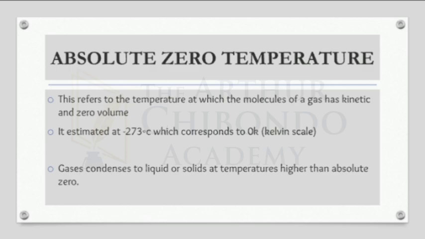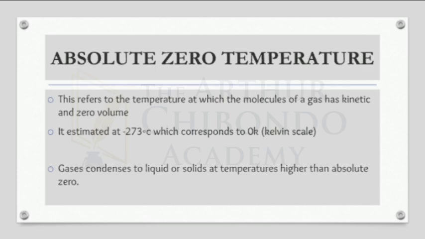From there, let's see absolute zero temperature. What is absolute zero temperature? This refers to the temperature at which the molecules of a gas have kinetic energy but zero volume. It is estimated as negative 273 degrees Celsius, which corresponds to 0 kelvins on the Kelvin scale. So absolute zero temperature is negative 273 degrees Celsius or 0 Kelvin.